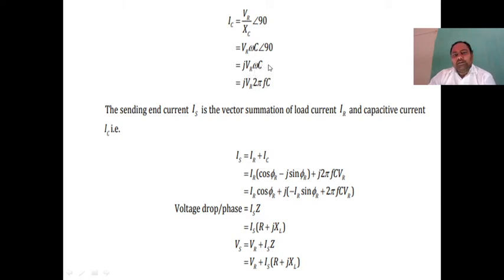VR into omega C. In another simplification, that is VR into Y only, admittance Y, so j VR into omega C. Finally j VR omega C, where omega is 2 pi f, so j VR 2 pi f C at an angle 90 degrees, because the charging current is always leading at an angle 90 degrees. The sending end current Is is the vector summation of load current IR and capacitive current IC. From the diagram, it clearly shows sending end current is equal to IR plus IC.